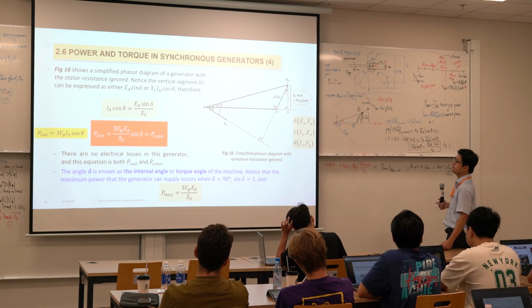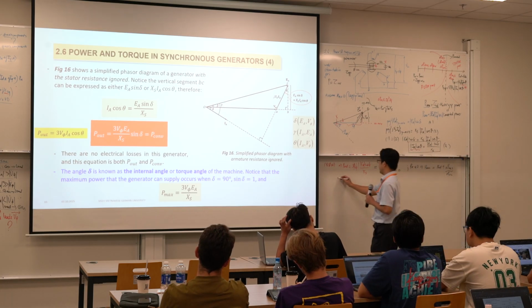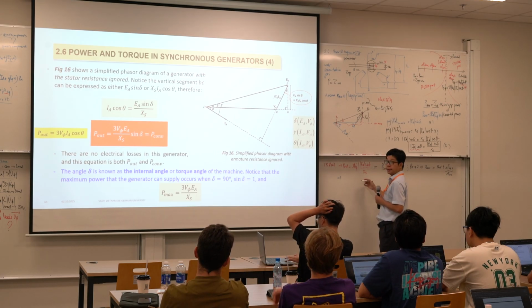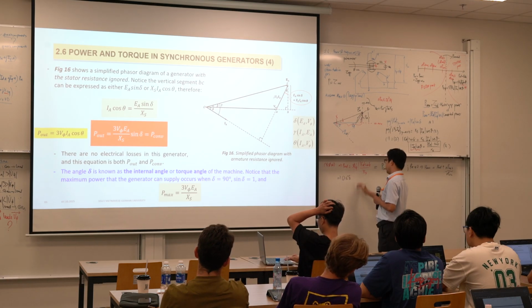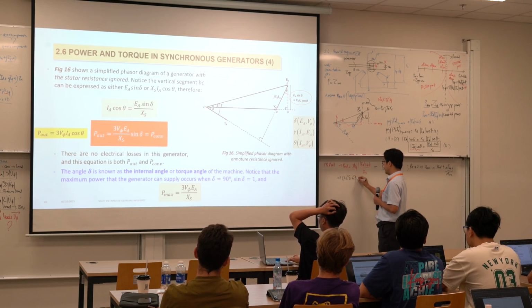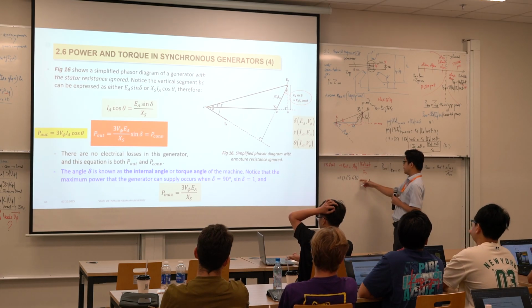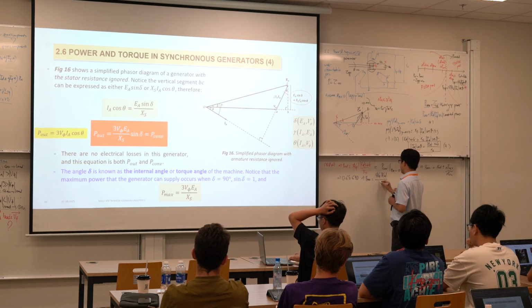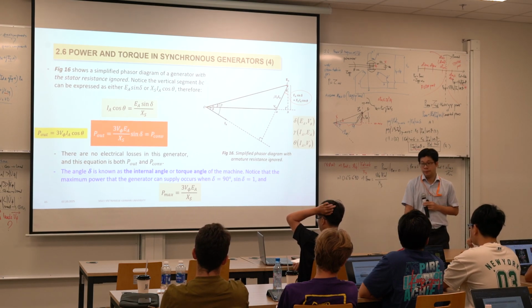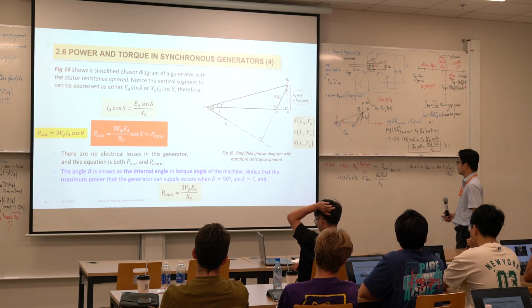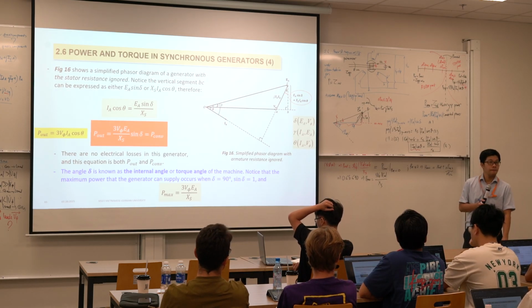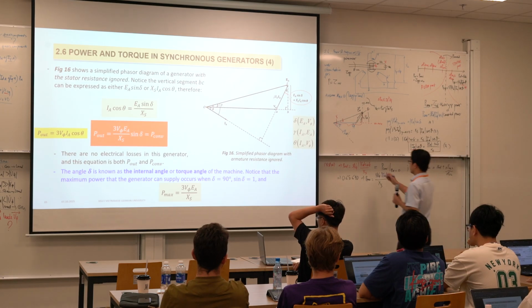So, of course, we can get P max if the power angle delta is 90 degrees. And the condition is that delta should be higher than 0 and less than 90 degrees. So if it is 90 degrees, we can get P max as 3 V phase E_A divided by X_S. Okay? Any questions?